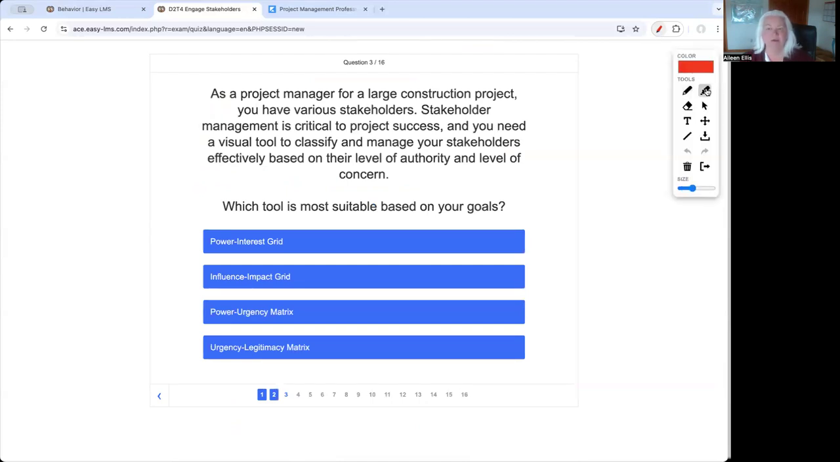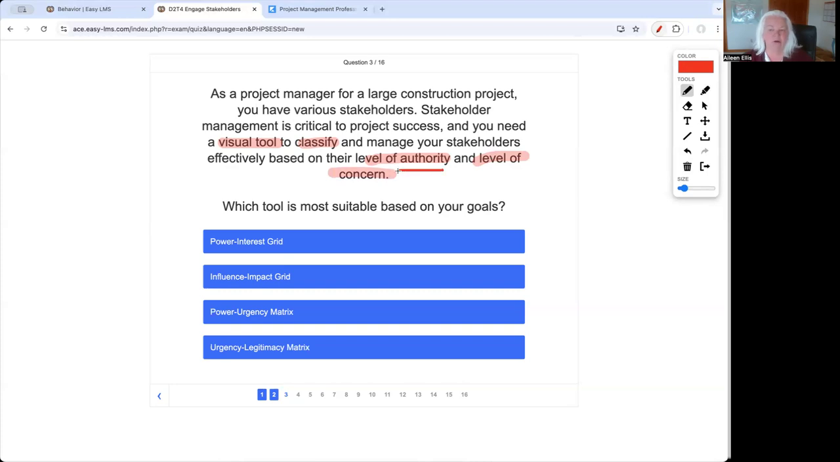Pause, identify keywords, select the best answer. As a project manager for a large construction project, you have various stakeholders. Stakeholder management is critical to project success. You need a visual tool to classify and manage your stakeholders effectively based on level of authority and level of concern. Which tool is most suitable?